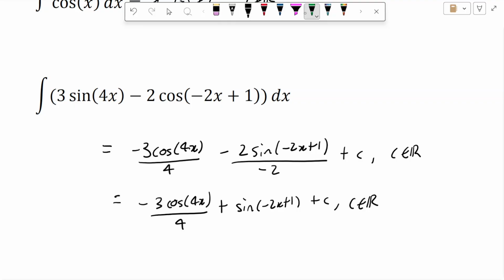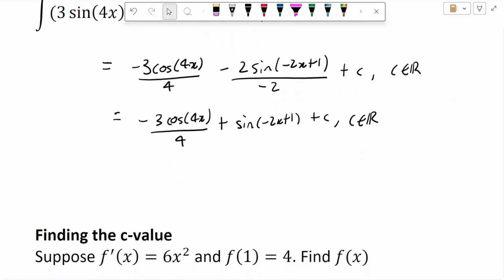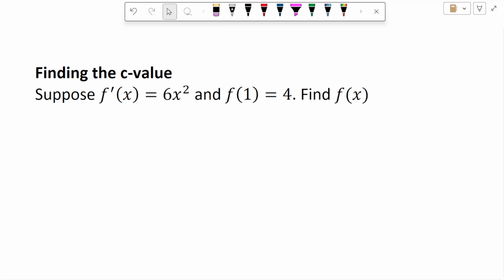Yeah, you're only allowed to do stuff like this if the thing inside the sine or the cos is a linear function, ax plus b. Anything messier, like a sine of x squared, can't do it. All right, one more example.